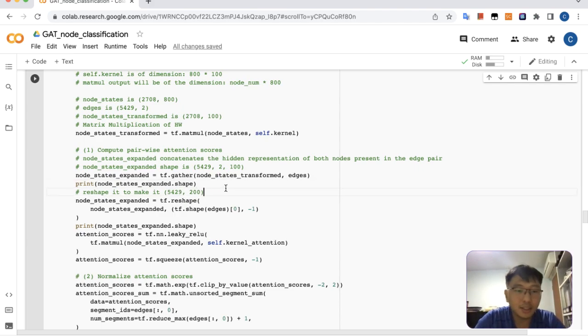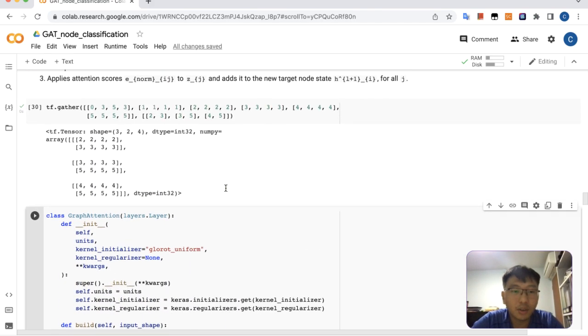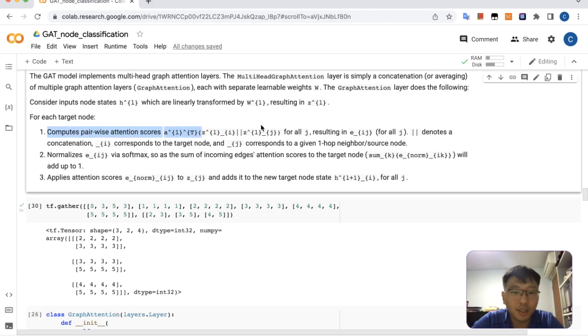Okay, so this is the attention part. So they were calculating this bit: you take the hidden representation and you concatenate them.